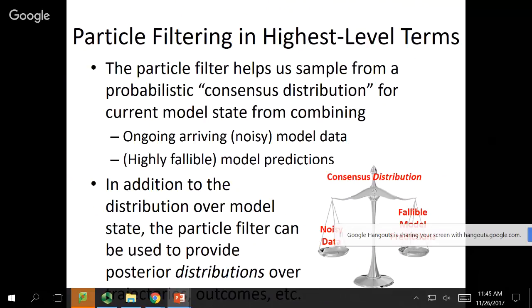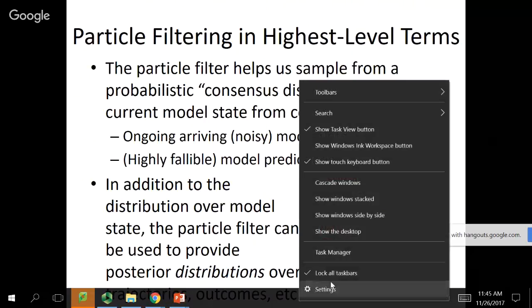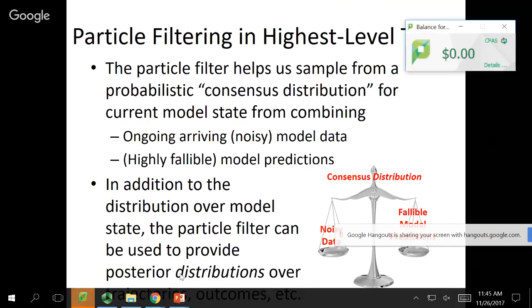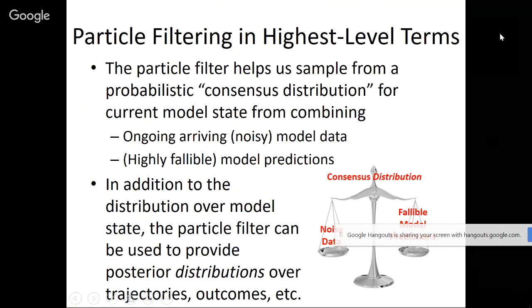And more than that, in addition to distribution over model state, a particle filter could be used to allow us to sample from, and I'm trying to get this to, I think it's because this thing is engaging in painful behavior.